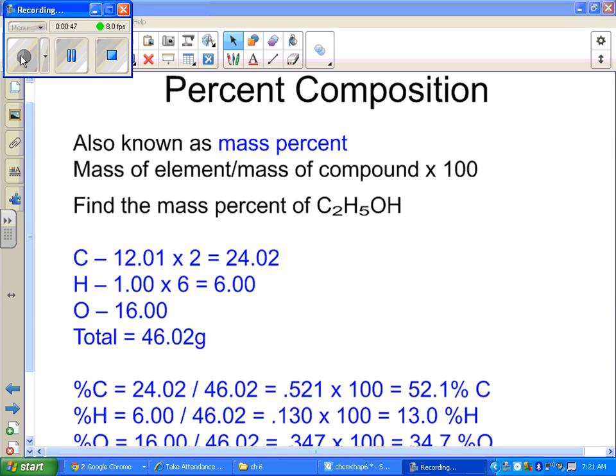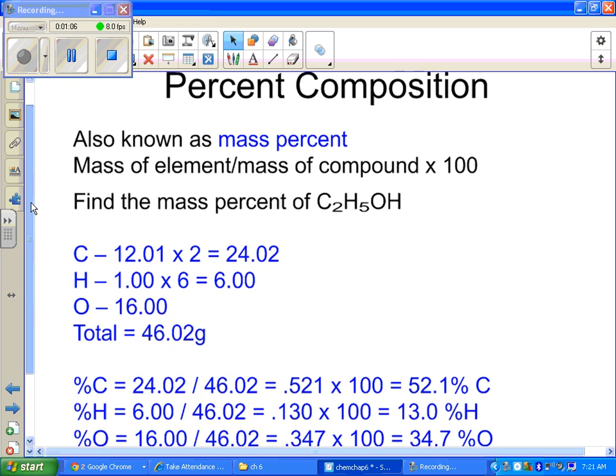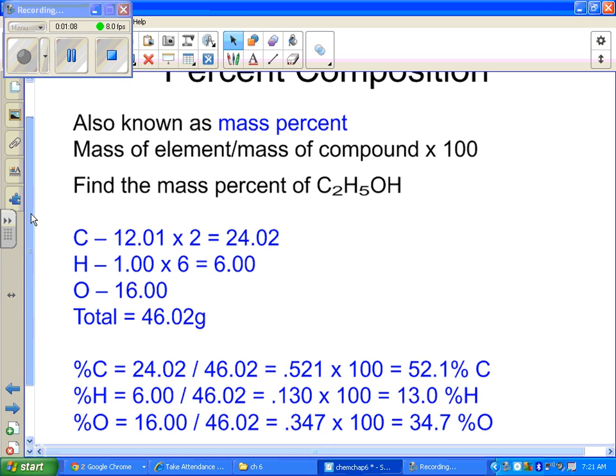Now, why did I multiply by 6? You actually have 6 hydrogens in the problem. I see H5 and then another H at the end. So 5 plus 1 is 6. And then oxygen is just 16 because there's only 1 in the formula. Okay, now you see it says total, so I added all of these together to get 46.02 grams.